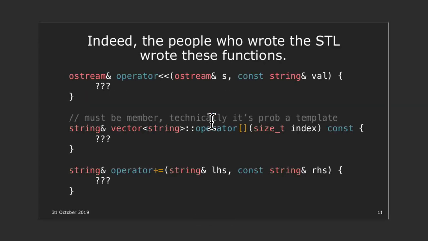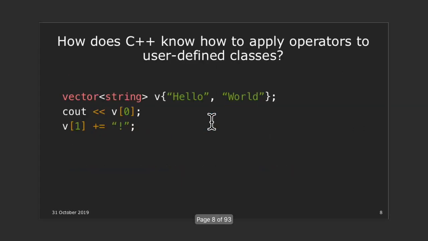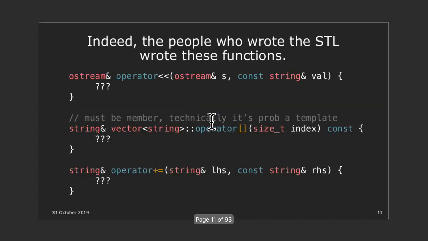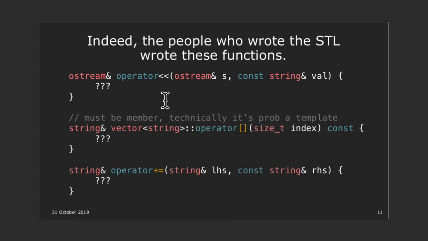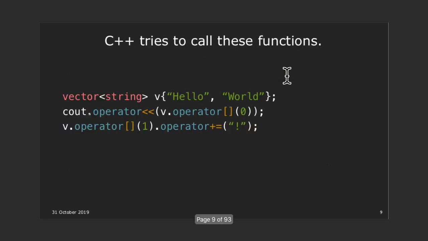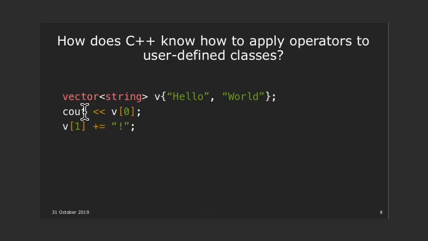Okay. So indeed, for this code to compile, someone in the STL must have written functions that look like these. For example, someone must have written a free function operator<<, which takes in an ostream and a const string. Someone must have written this so that when you try to print a string to a stream, the stream knows exactly how you want the string to be printed.